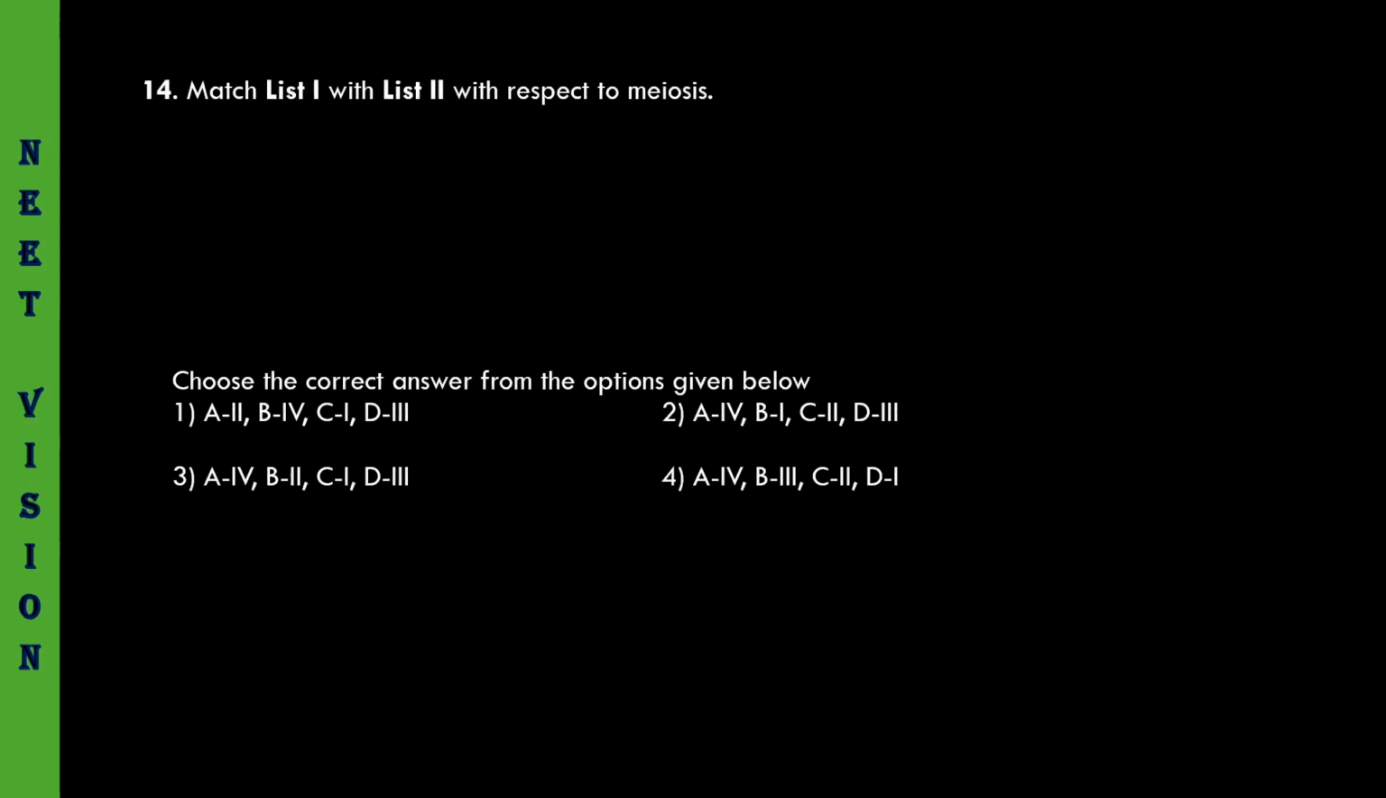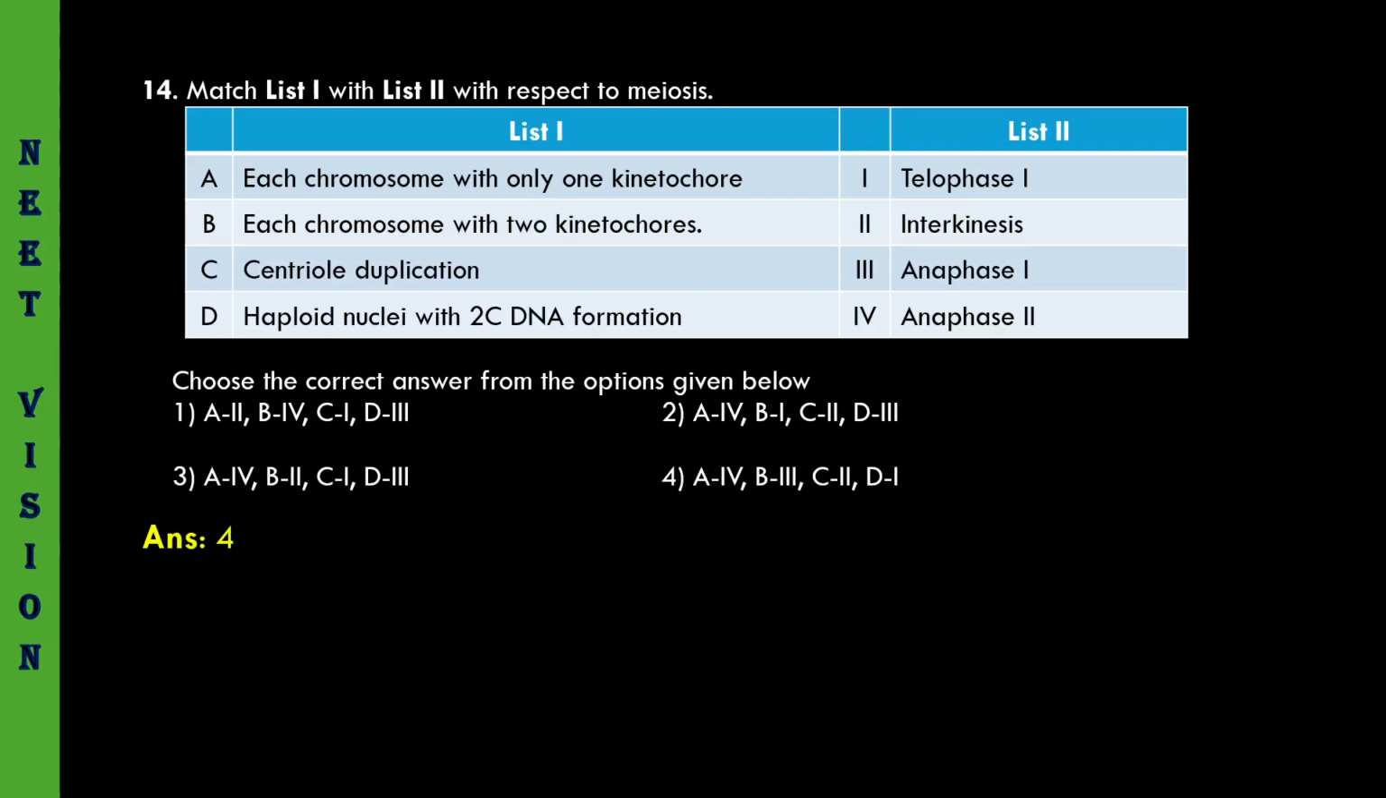Matching: list 1 must be matched with list 2. Each chromosome with only one kinetochore is seen in anaphase 2. So A is 4. A4, so the first option is eliminated now.